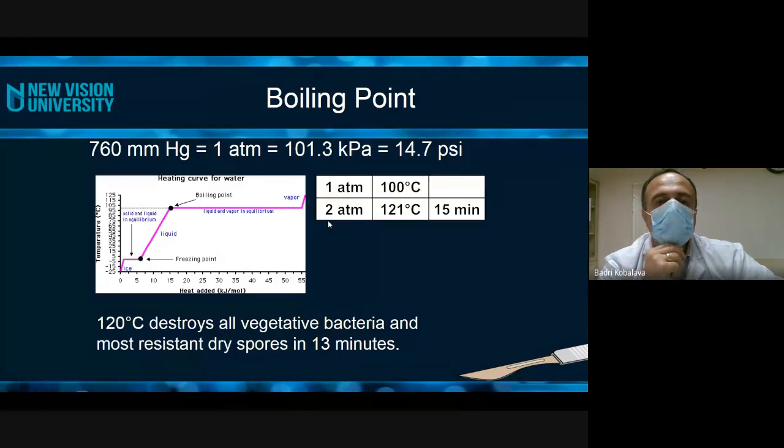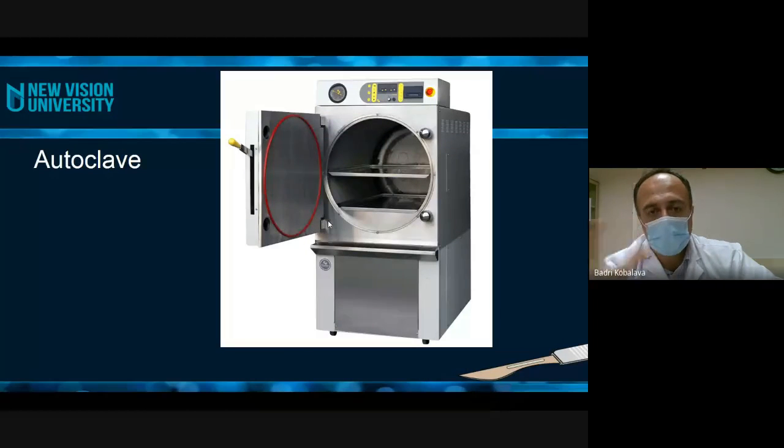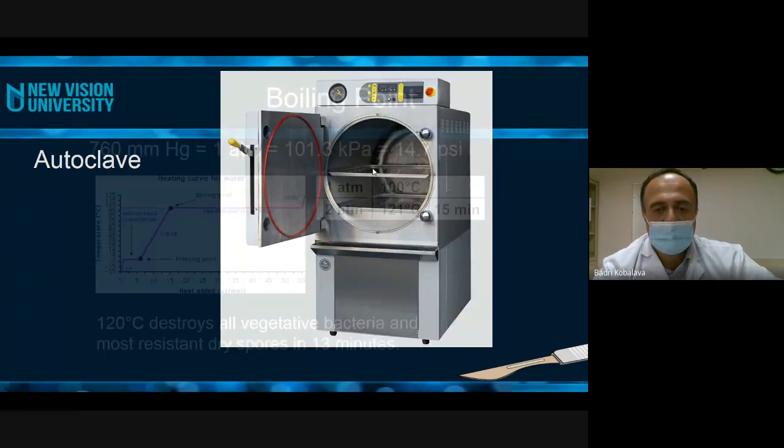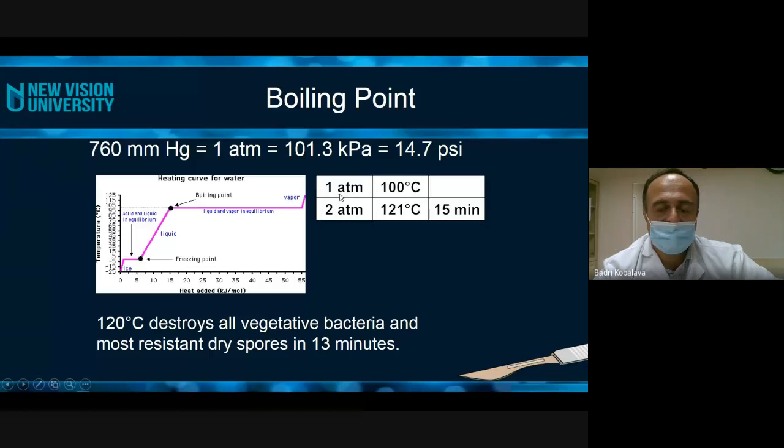So an autoclave is a device like this. It is a totally closed device, and inside high pressure is created. This is a manometer to measure the pressure inside. So at 2 atmospheres pressure, water boils at 121 degrees, which is enough to kill all the bacteria, fungi, viruses, and spores in 15 minutes.